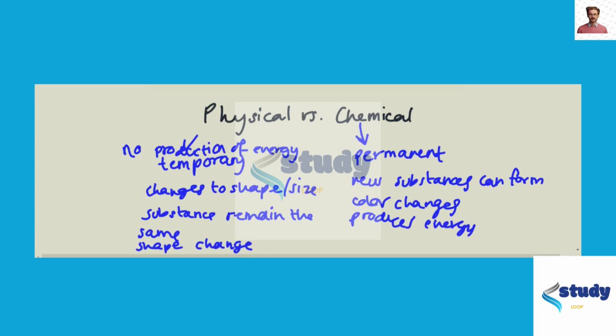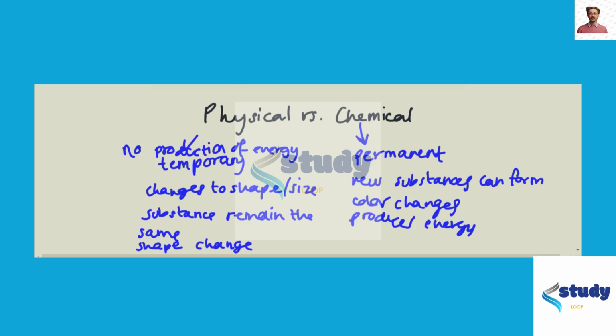And again, just to reiterate, physical processes are easily reversible. That's why they're temporary. The original substance can be recovered. But in chemical processes, it's irreversible, so it's permanent and the original substance cannot be recovered. Now, let's apply this knowledge.